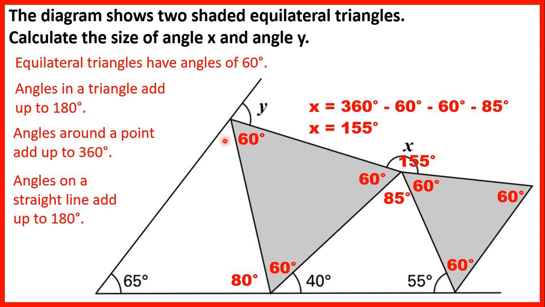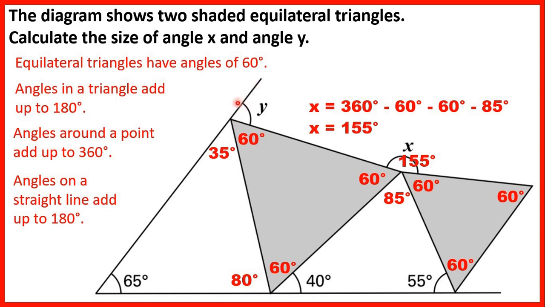And if we know that this angle is 65 and this angle 80, we can work out this angle here, because we know that angles in a triangle add up to 180 degrees. So 80 plus 65 is 145, and if we subtract that from 180, we get 35 degrees for this angle here.